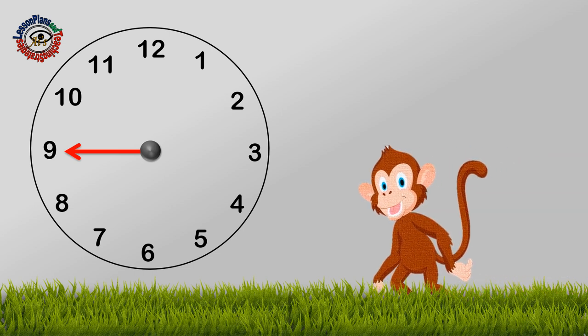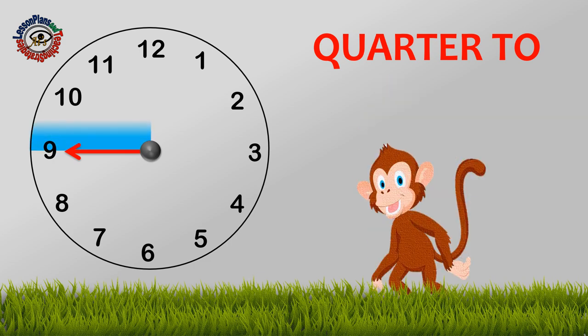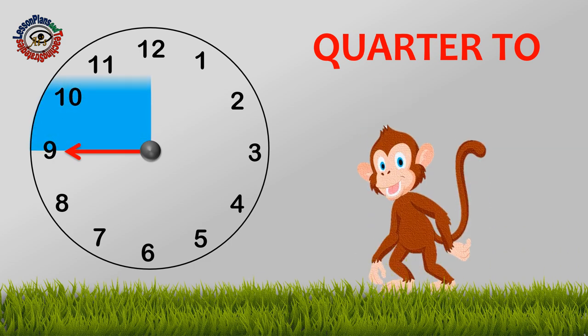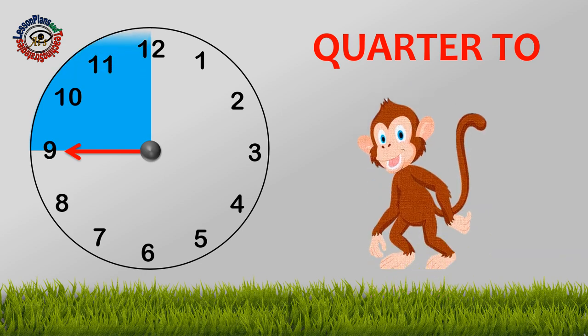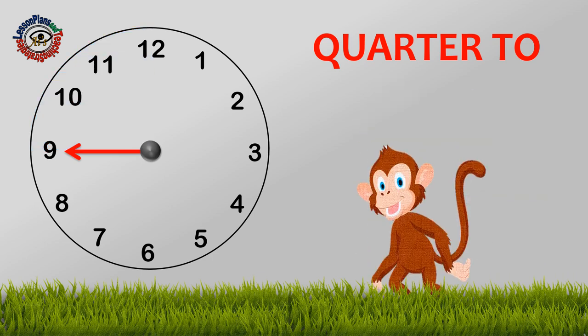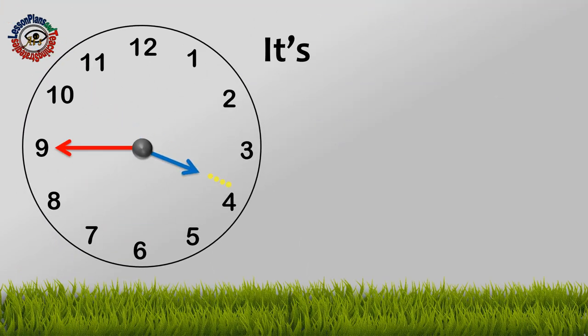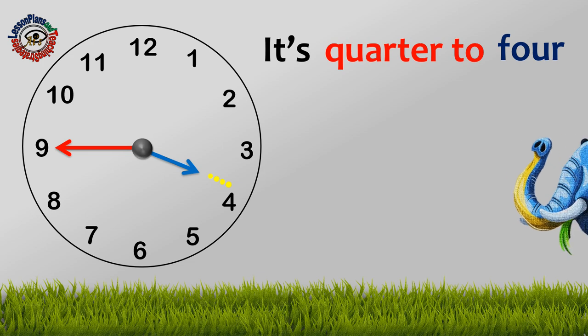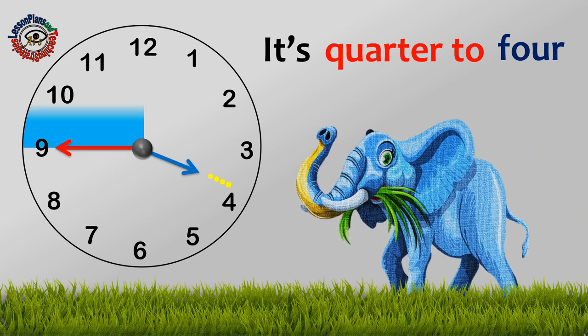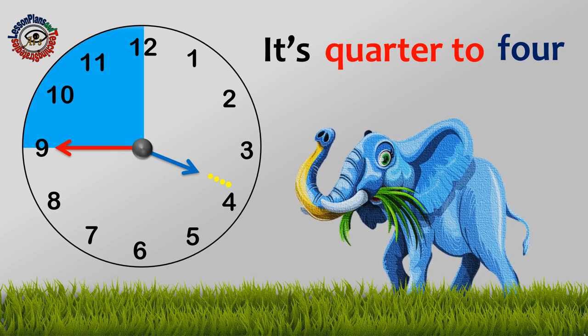As you can see, the minute hand is pointing at the number 9. When a minute hand is pointing at the number 9 of an analog clock, we say quarter to, because there is only a quarter of an hour left until we reach the next hour. If you look at the hour hand, it is almost at the number 4. This means that it is quarter to 4, because there is a quarter of an hour left until it is 4 o'clock.